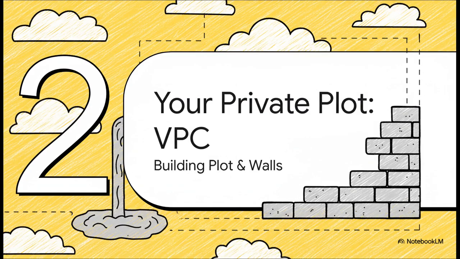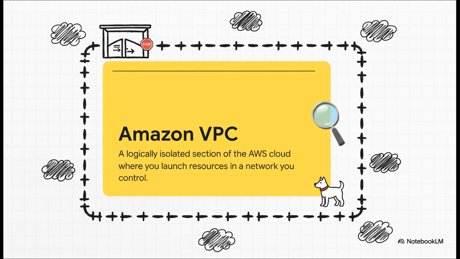Okay, so our security policies are in place. Now it's time to actually pour the foundation. We need our own private, totally secure space in the huge world of the AWS cloud. And that, my friends, is your VPC, your virtual private cloud. So a VPC is your very own logically isolated piece of the AWS cloud. Seriously, it's like putting up a giant digital fence around your plot of land. And inside that fence, you make the rules. You control exactly who and what gets to come in or go out.